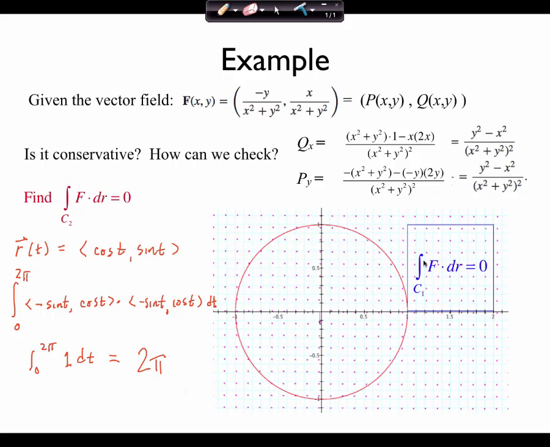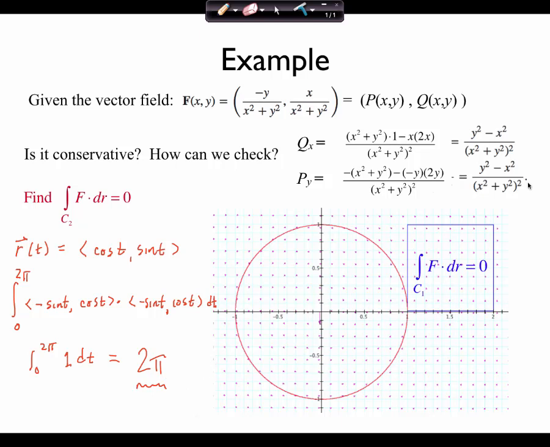Conservative vector field, closed loop, didn't get 0. Stay tuned to the end of class to reveal what's going on here. Something's not right with everything we've talked about. We have a bunch of stuff to talk about before we can answer this question of what's going on here.